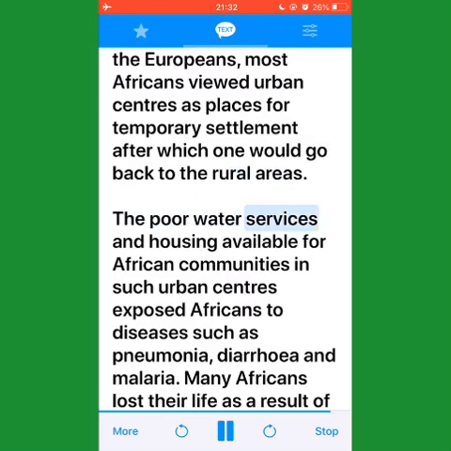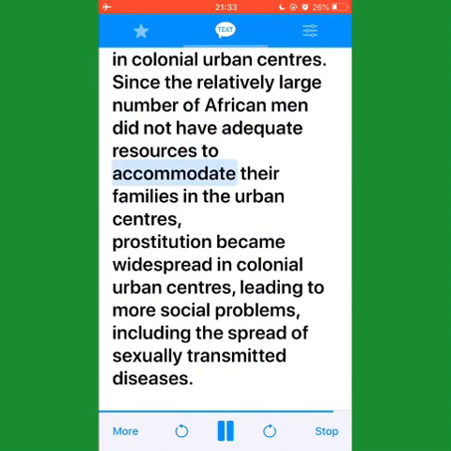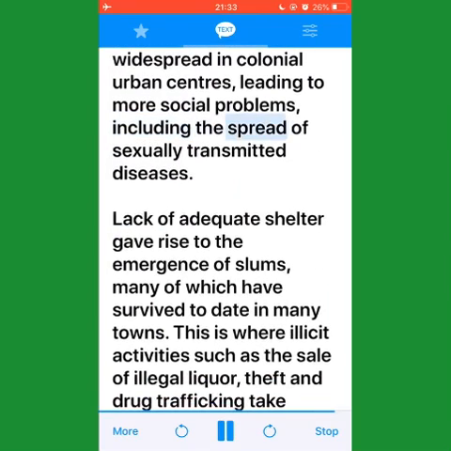The poor water services and housing available for African communities in such urban centers exposed Africans to diseases such as pneumonia, diarrhea and malaria. Many Africans lost their life as a result of the poor conditions of living in colonial urban centers. Since the relatively large number of African men did not have adequate resources to accommodate their families in the urban centers, prostitution became widespread in colonial urban centers, leading to more social problems, including the spread of sexually transmitted diseases.